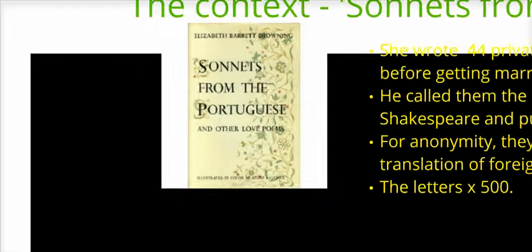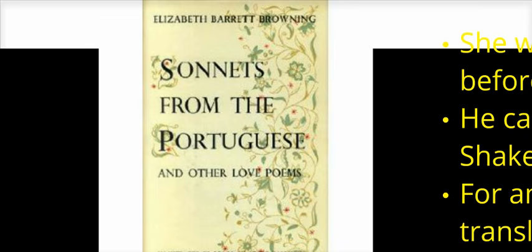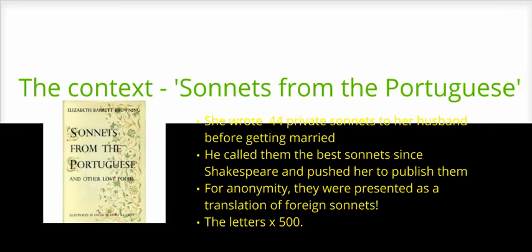But when Robert saw the poems, it grew into a collection called Sonnets from the Portuguese. Robert said to her, these were the best sonnets he'd seen since Shakespeare, and they had to be published.